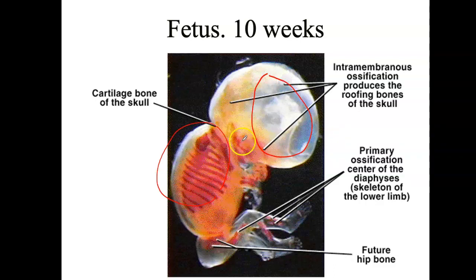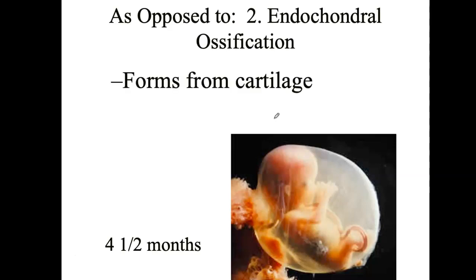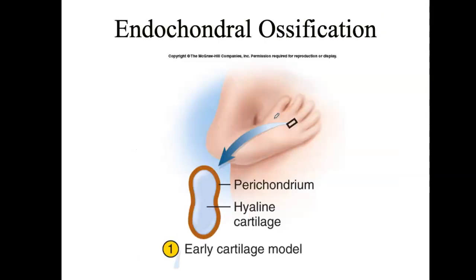So in the skull here is intramembranous. It's more of a membrane, as opposed to the endochondral ossification. And that is going to form from cartilage. It occurs in most bones of the body. So the majority of the bones of the body are going to be formed from a cartilage. So let's look at it in stages.